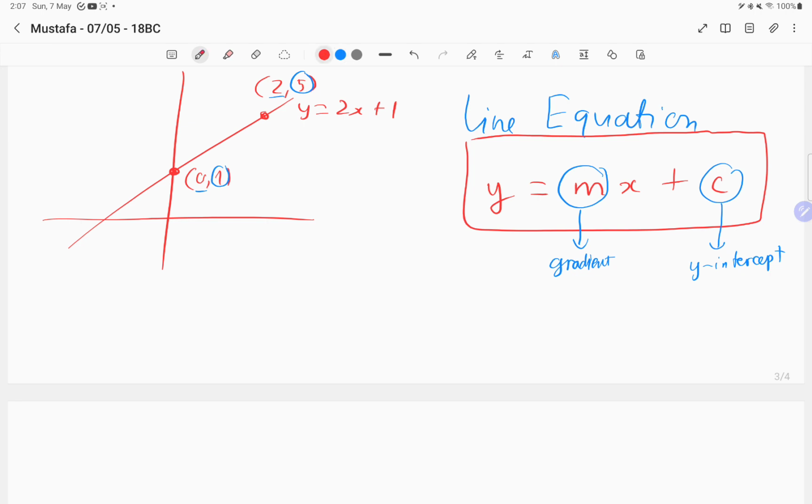And m is just gradient. I can't remember, I think m probably comes from a Greek word or something. But the line equation is just y equals mx plus c. Now, what's the m and the c in this equation?